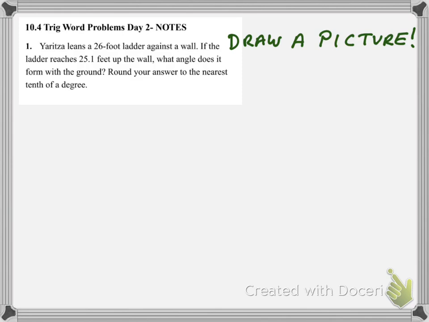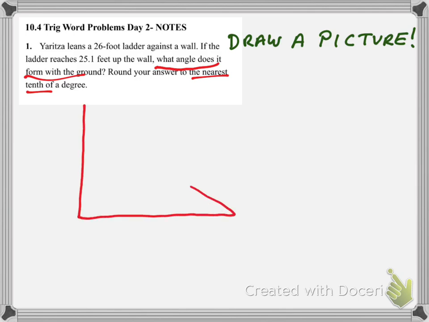So it says Yuritsa leans a 26-foot ladder up against a wall. If the ladder reaches 25.1 feet up the wall, what angle does it form with the ground? Round to the nearest tenth. Now the good news is with trig word problems, it's always going to be a right triangle. Okay? So you don't have to worry about that.